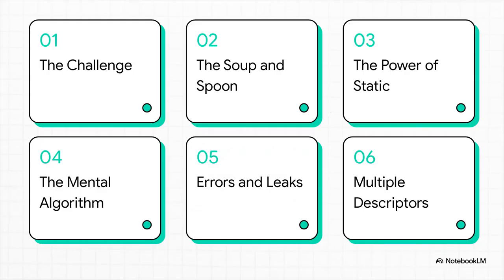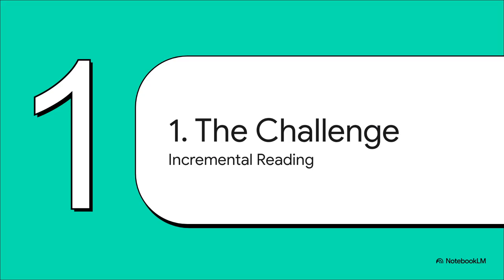And don't sweat it if this project seems a bit overwhelming right now. We'll conquer it by breaking it down into 6 logical sections: the challenge, the soup and spoon, the power of static, the mental algorithm, handling errors and leaks, and finally, mastering multiple descriptors. Let's jump right in. Section 1.